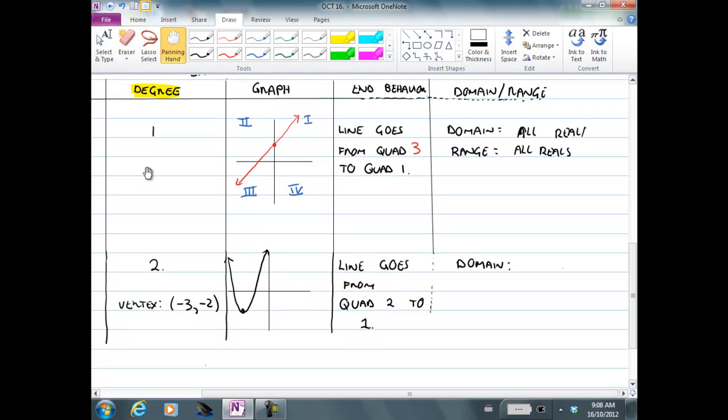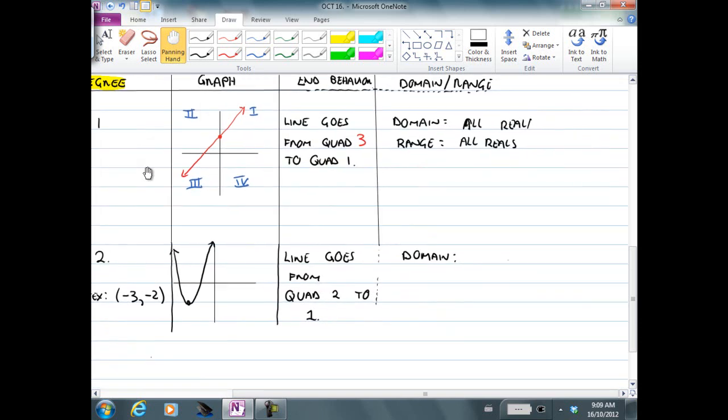Close. You're thinking range. X value is this way. Notice my graph hits every x value that you have. So therefore my domain is all reals.